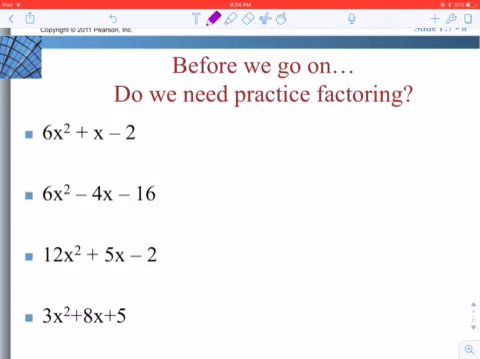All right, so now we're going to go into solving quadratic inequalities. And in order to do that, we need to be practiced up on our factoring. So go ahead and push pause and practice.